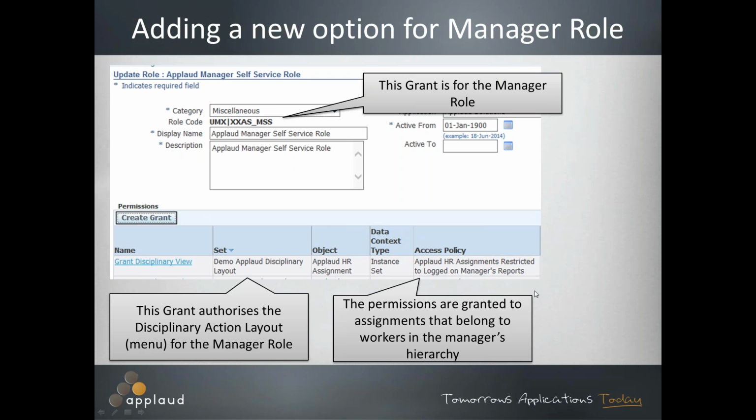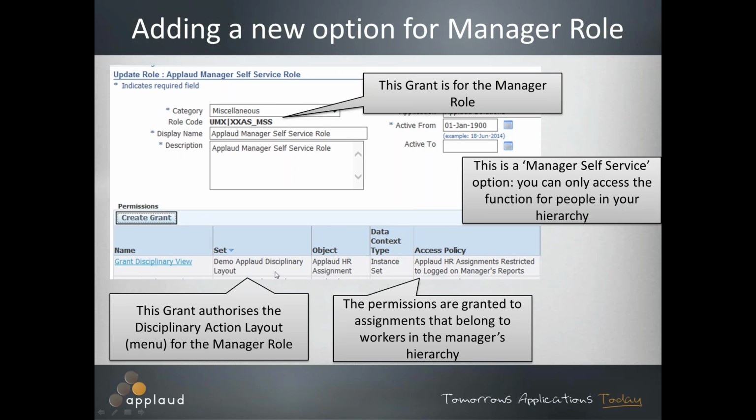In other words, when I'm viewing something in Applaud and I'm looking at an assignment of the person that reports to me from my hierarchy, I'm looking at an assignment that's in this instance set, and therefore I've got permission to look at this layout here. Okay, means I can only access this layout for people that are in my hierarchy.